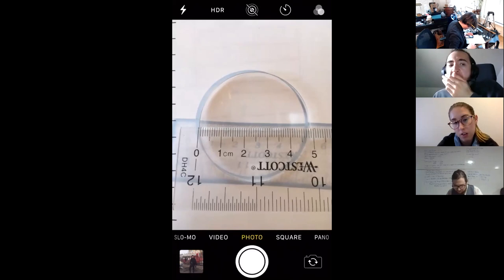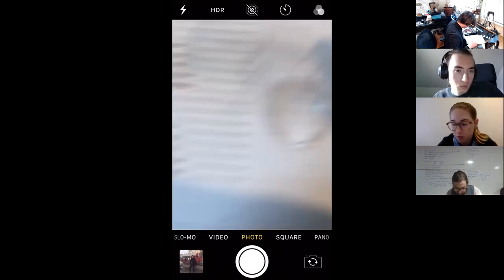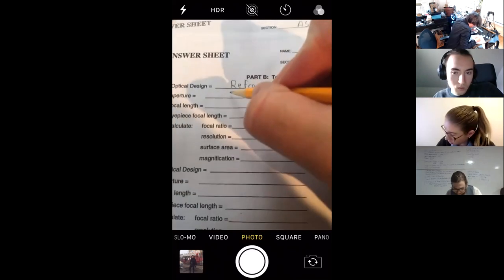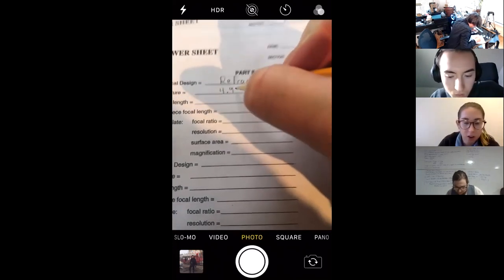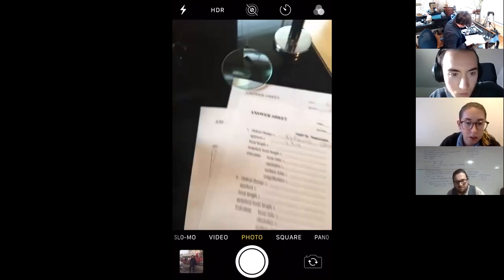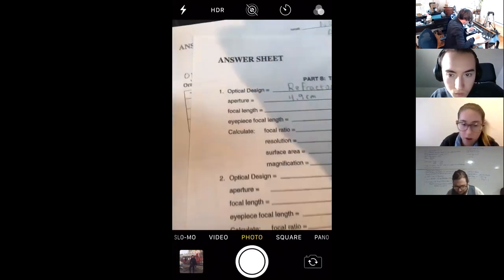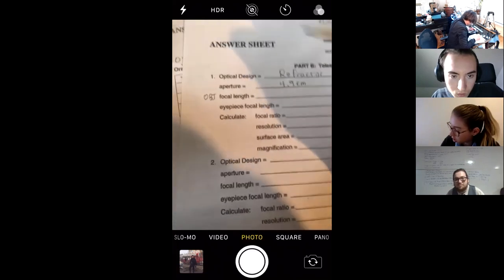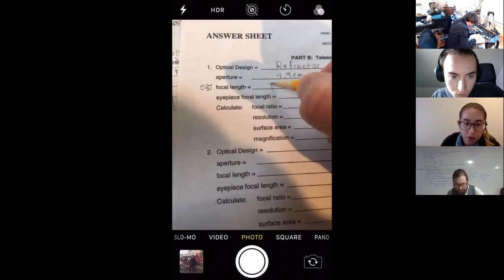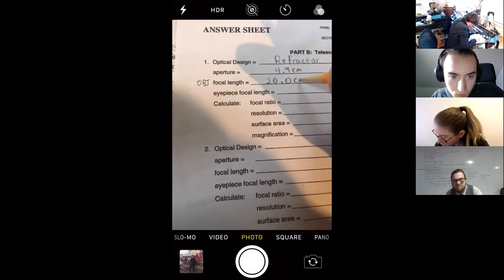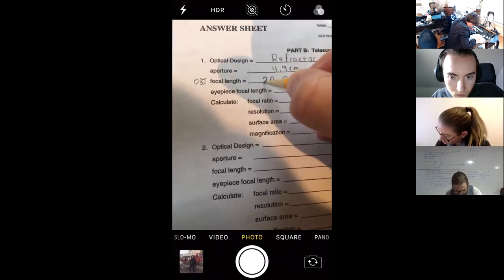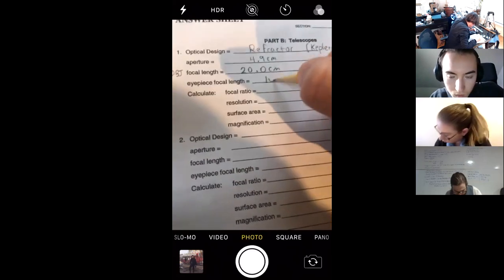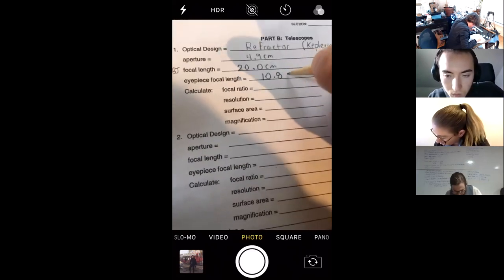Looks like it's about 4.9. So our aperture is about 4.9 centimeters. Now, for the focal length of our telescope, we're referring to the objective focal length. The objective focal length was 20.0 centimeters. The eyepiece focal length was 10.8 centimeters.